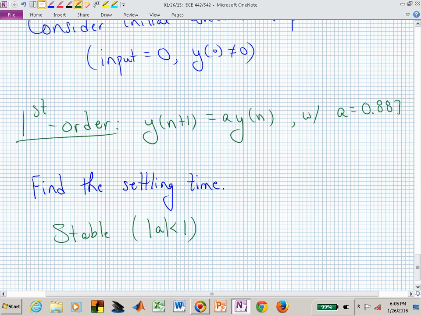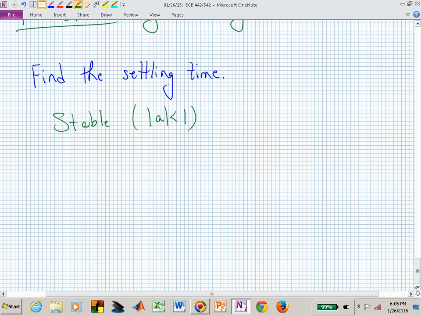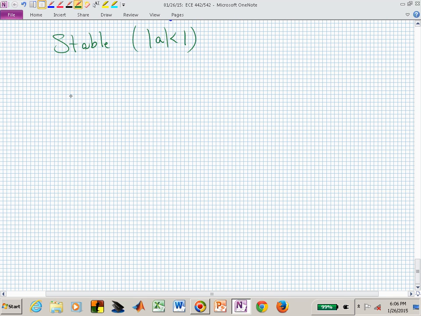We have a stable response. It's well behaved. Now, if we wanted to think about what's happening, did anybody get thrown off because I didn't give you an initial value for y of 0? Did that cause you to stumble?